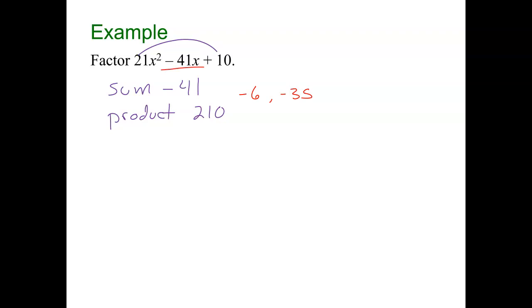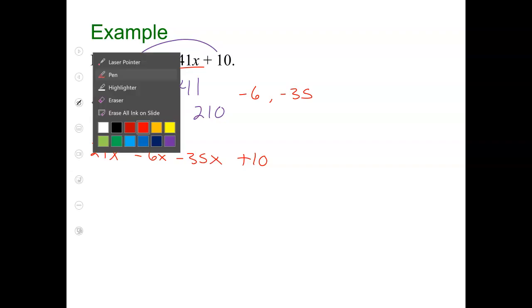So I'm going to take negative 41 and I'm going to split it into those two numbers and rewrite the trinomial. Now, most of the time the order doesn't matter. But if you find that you can't factor out something from your two terms, just switch the order, and sometimes it fixes it. Whether you do negative 6x minus 35x or negative 35x minus 6x, you should be fine either way. All right? So let's go ahead and do our grouping.